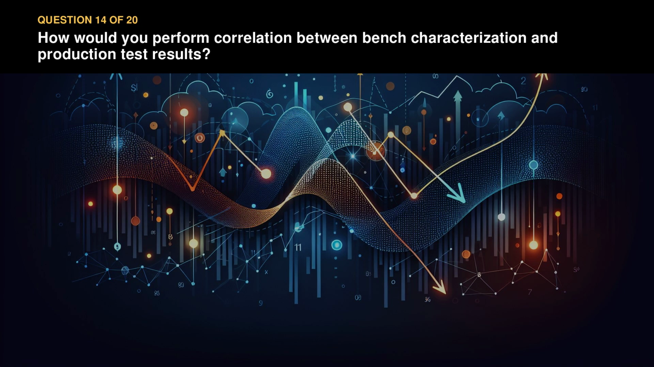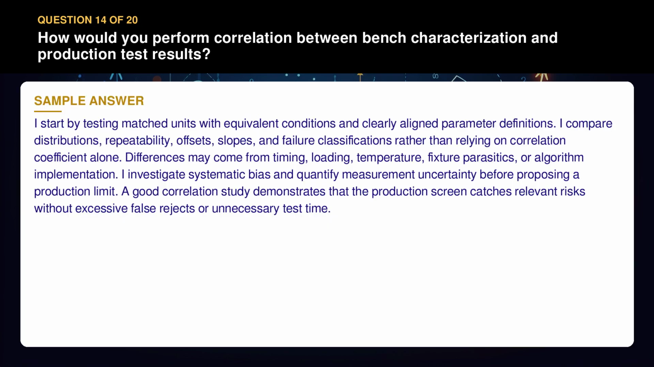Question 14. How would you perform correlation between bench characterization and production test results? I start by testing matched units with equivalent conditions and clearly aligned parameter definitions. I compare distributions, repeatability, offsets, slopes, and failure classifications rather than relying on correlation coefficient alone.